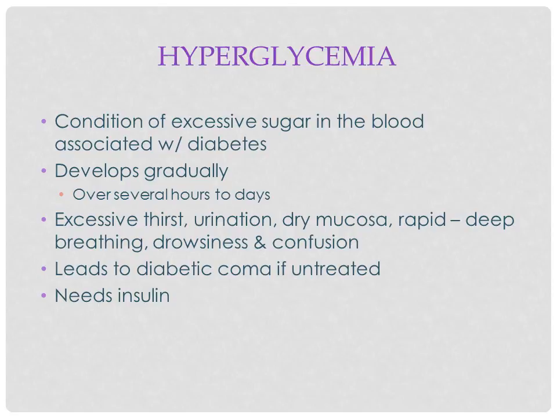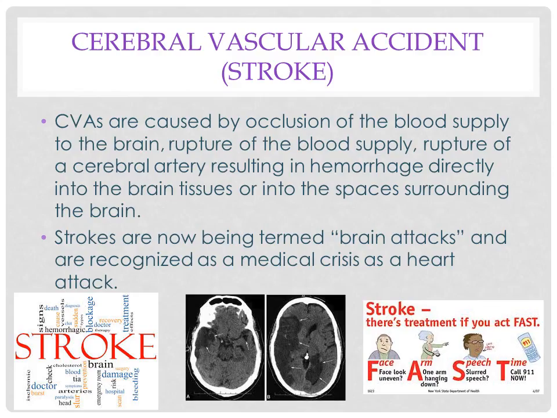Hyperglycemia is a condition of excessive sugar in the blood associated with diabetes. It develops gradually over several hours to days. They may have excessive thirst, urination, dry mucosa, rapid deep breathing, drowsiness, and confusion. Leads to diabetic coma if untreated. Needs insulin.